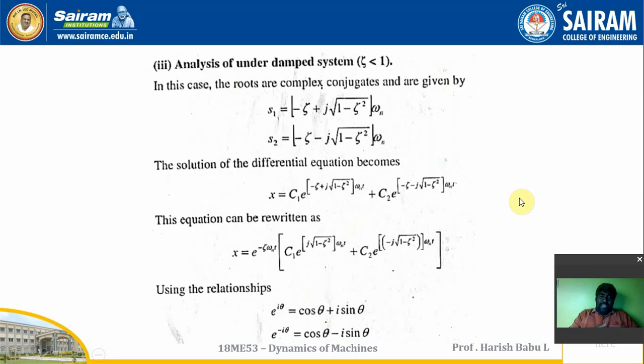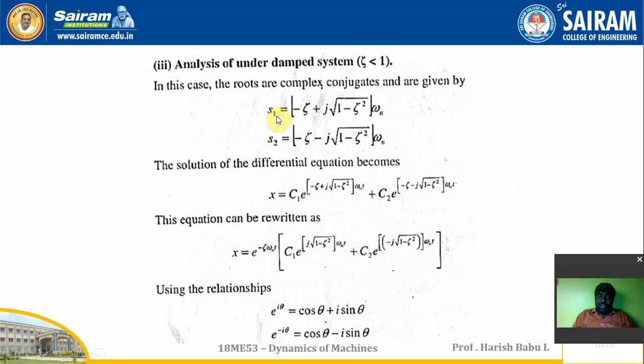Coming to the third one, the major one, which is required for design engineers to design a vibrating system, is the underdamped system. In this case, the roots are complex conjugates and are given by this. Since zeta is less than 1, I'm going to get imaginary values in the roots, so it will be in terms of cos theta and sin theta.